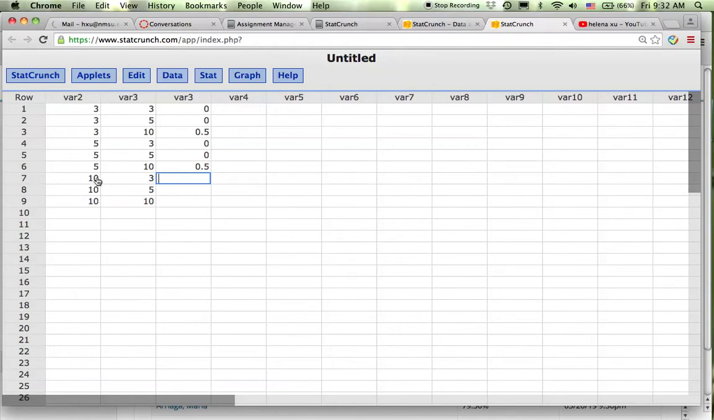Number 7, you have one even number, 10, here, so again the proportion of even numbers is 0.5. Similarly for number 8. For number 9, you have 10, 10, both of which are even numbers, so the proportion of even numbers is 2 out of 2, which is 1. Okay, so in variable 3 here, you list out the proportion of even numbers for all the samples.